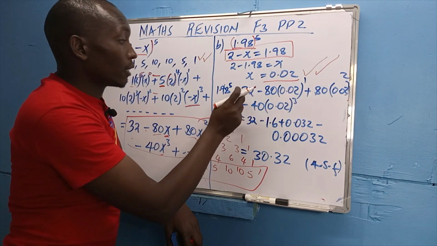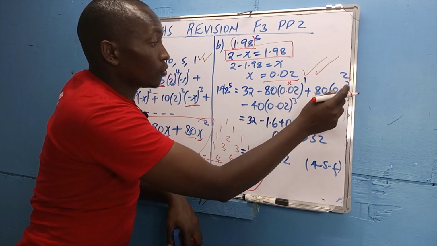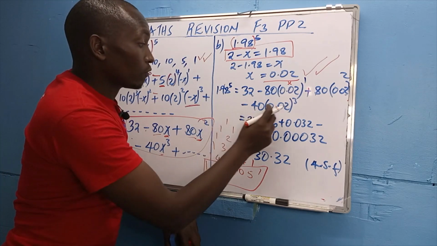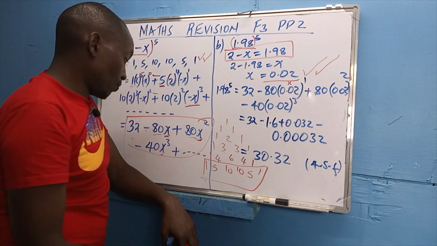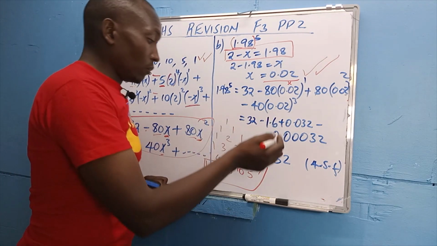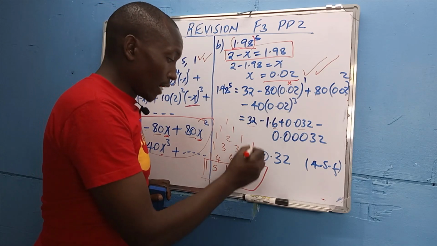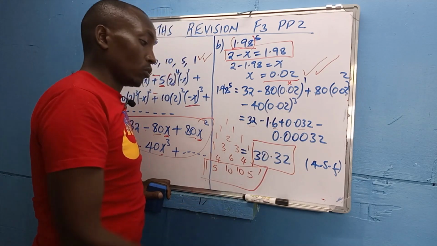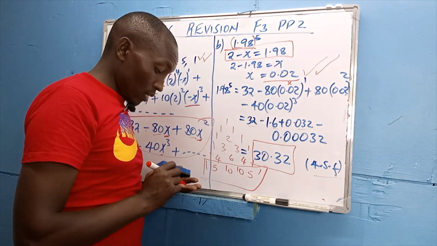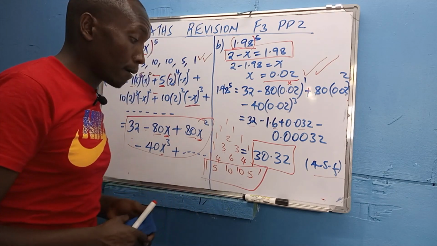So that will be 32 minus 80 into x plus 80 into x squared. Remember the second x is squared here. Then minus 40 into x cubed. Instead of x, we're using now 0.02. If I continue with my calculator and work it out, finally I will get 30.32. You are directed to give your answer to 4 significant figures. Good. That is question number 6 done.